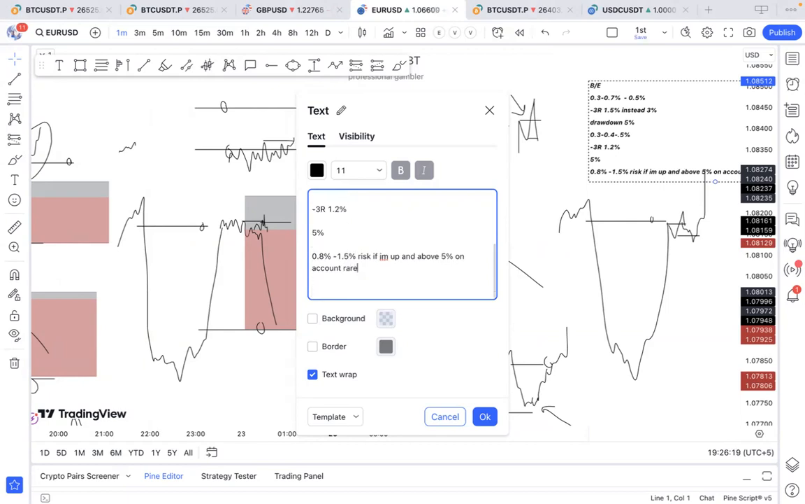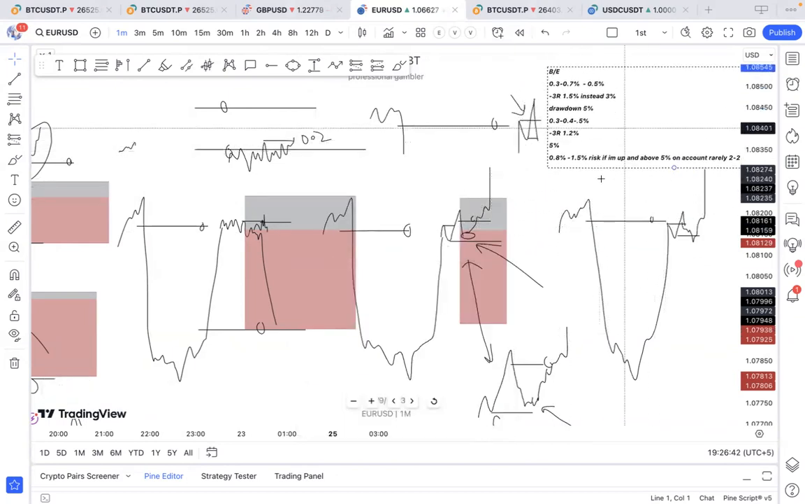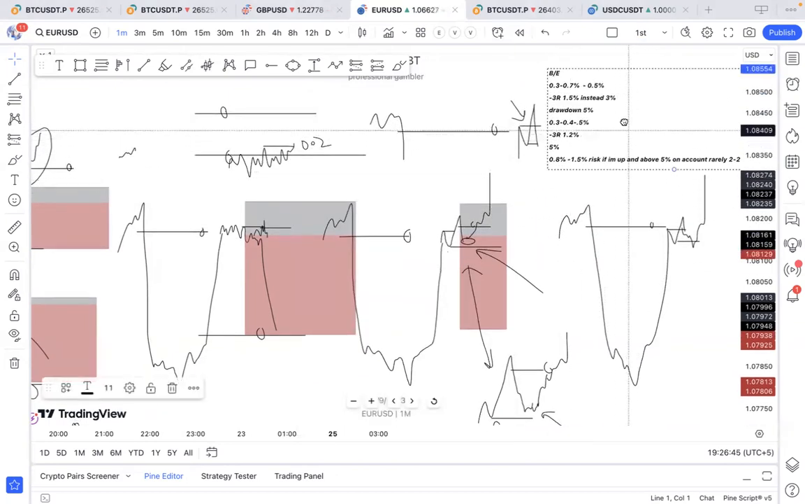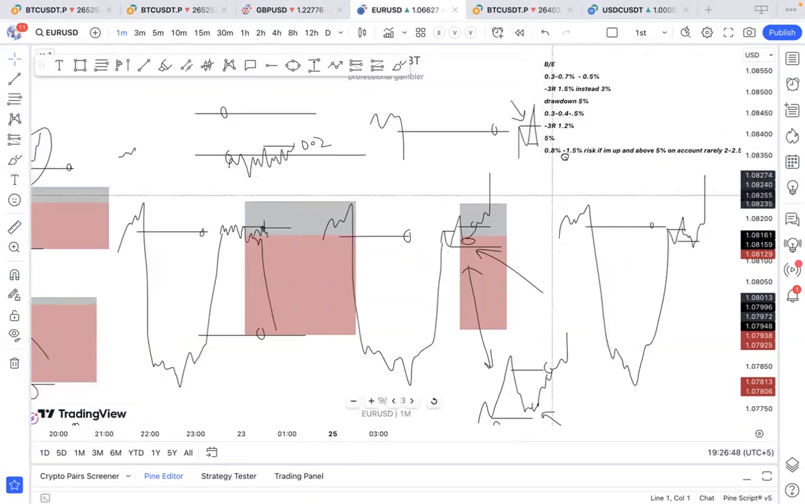Also, I wanted to mention that if my account is up like 5% or more, my risk varies between 0.8 to 1.5%, and sometimes 2%. If I'm in a trade and I keep adding on because I'm confident in it, that may be 2 to 2.5%, but those are very rare cases. So this is how I personally manage my risk while taking trades.